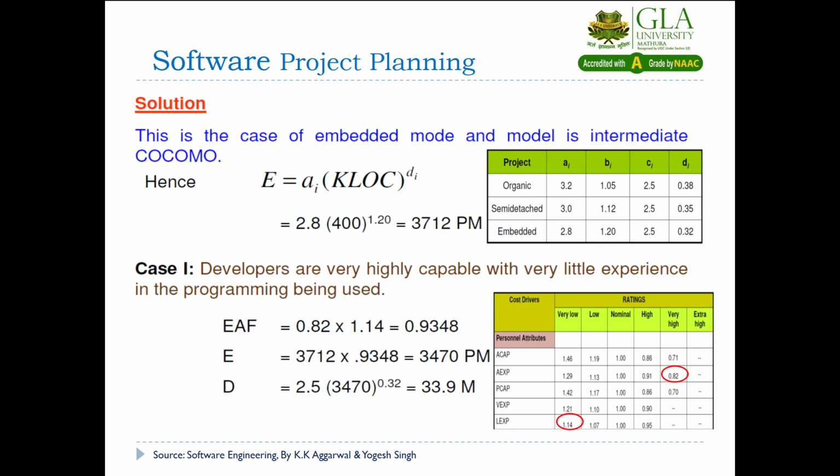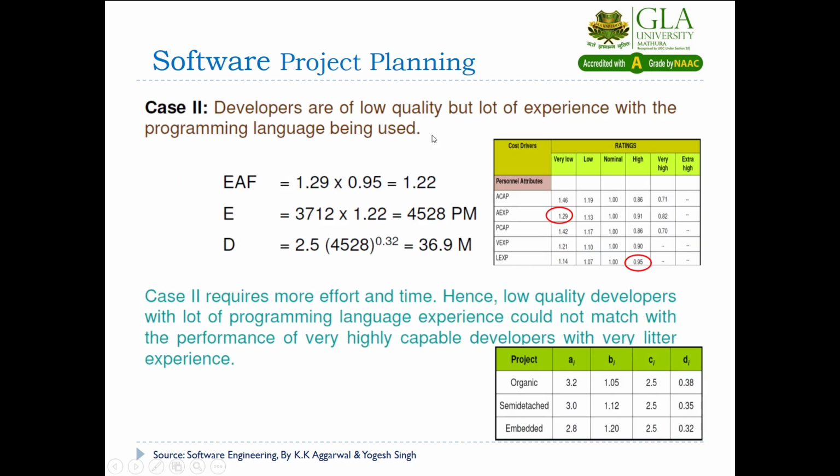Now for the second case, developers are of low quality. I have talked about it, they have very low experience related to embedded type projects. So again we go to the application experience, which is very low. You will take 1.29, and a lot of experience with the programming language, the language experience, which is 0.95. This is high. So you will multiply the EAF 1.29 with 0.95 and you will get the EAF 1.22.